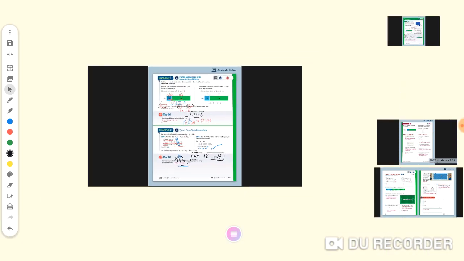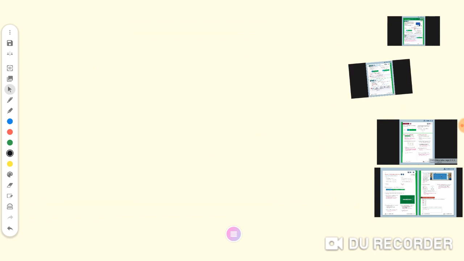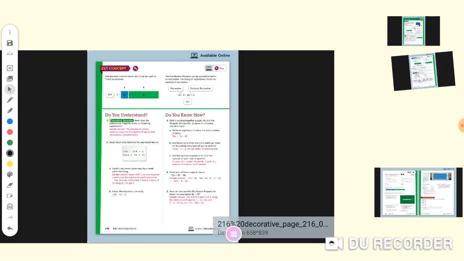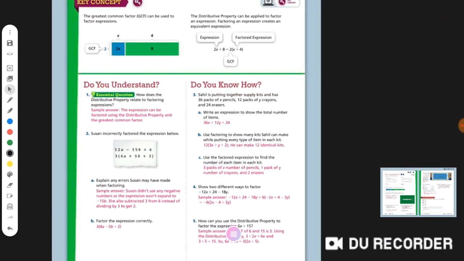Another example. The factor here, actually we call it GCF, which is greatest common factor. Okay? So the first one, Sahil, number 3. Okay, number 3.